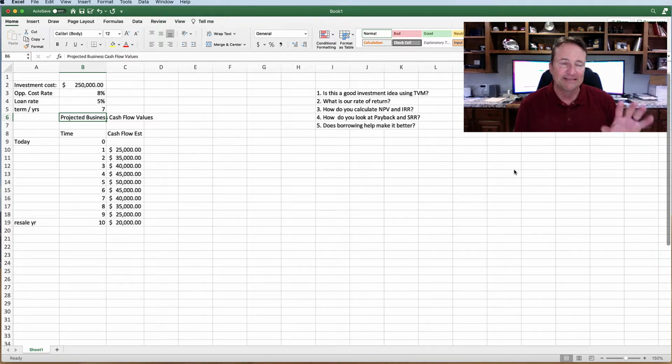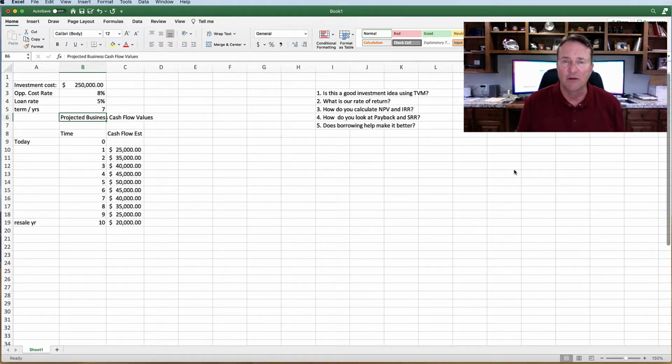Number 1, is this idea a good investment? Now, the investment looks like it's $250,000 to put into a business. We could just say this is a meat processing business, a small scale business that we want to buy. At the $250,000 investment level, we can buy it, and we plan to operate it for 10 years, and in those 10 years we have these projected cash flows.